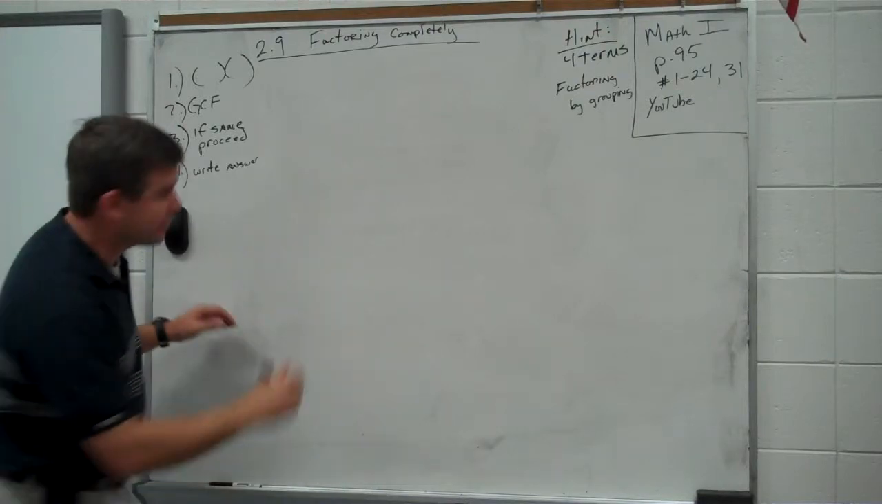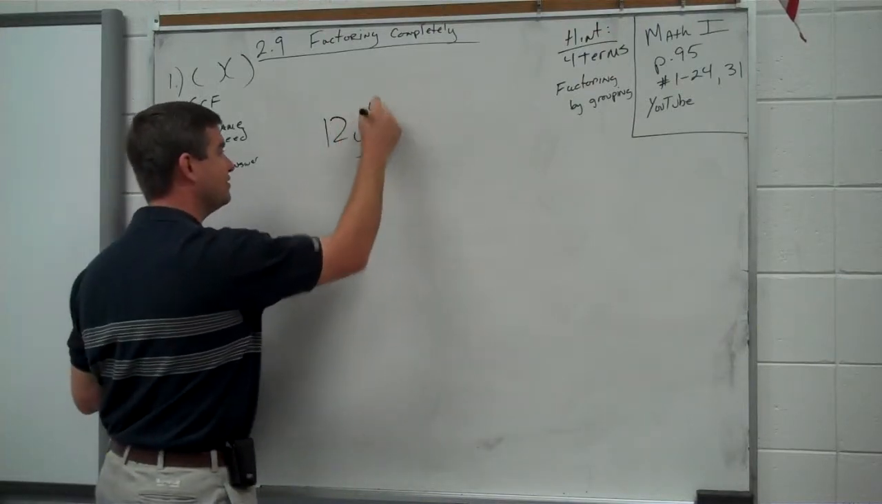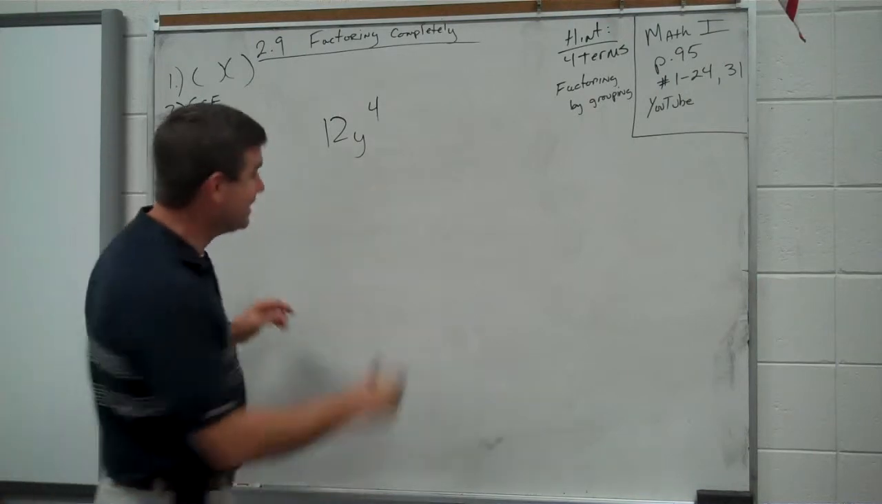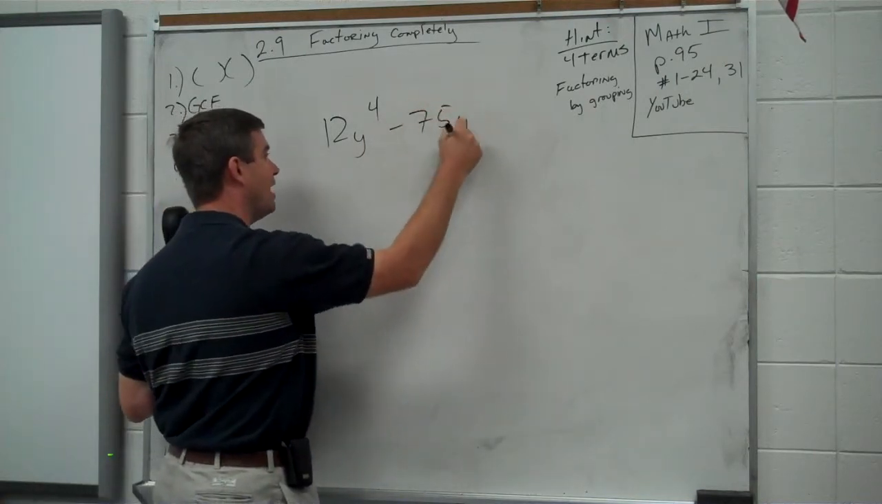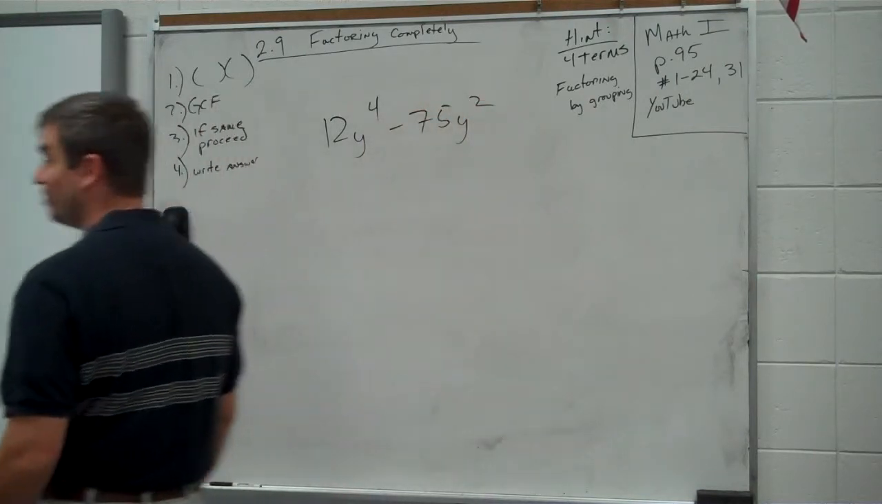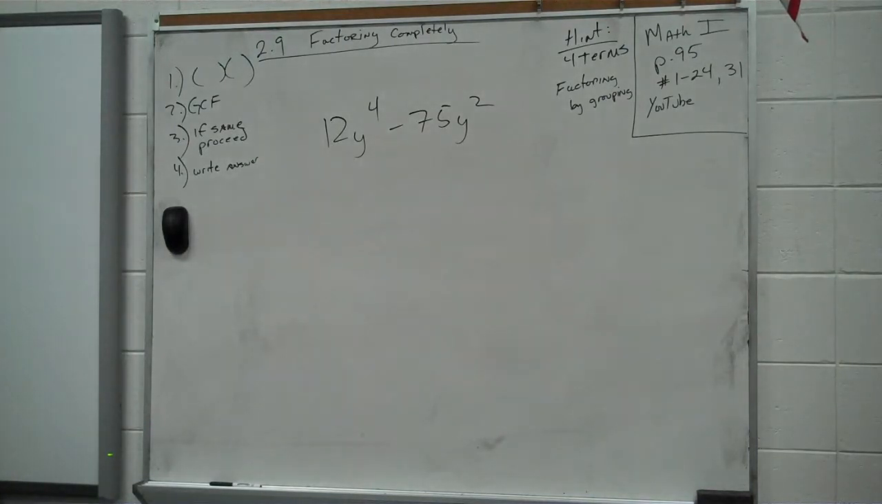All right, last example. Here we go. 12y to the fourth minus 75y squared. First thing you notice is what? Only two terms. First rule is always GCF. So we're still looking for GCF.